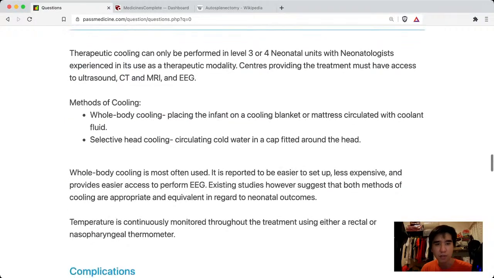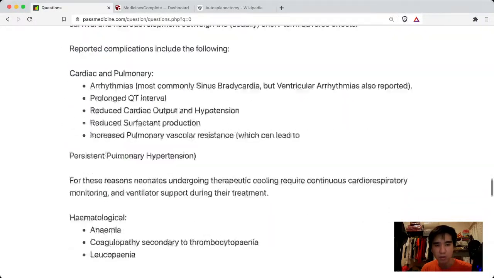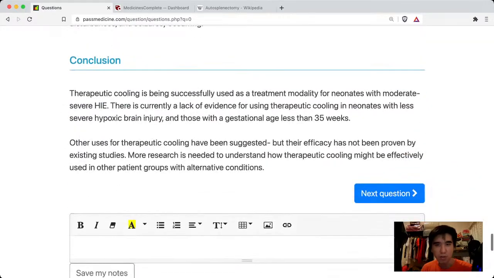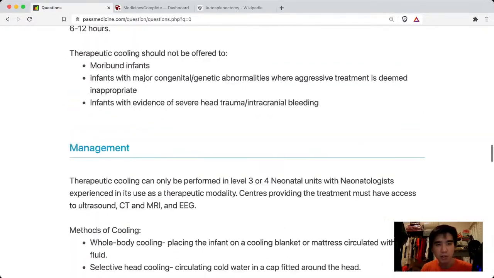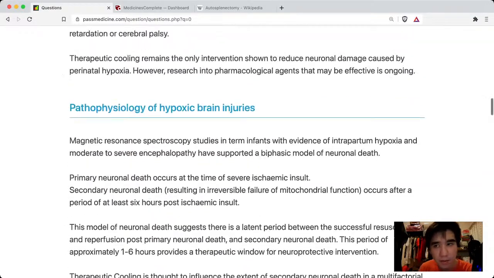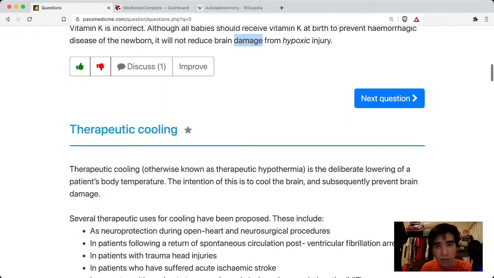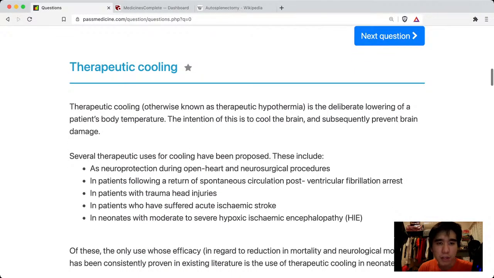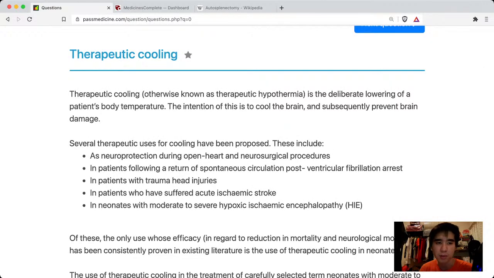Here's some more detailed information on cooling and how it works. I think it's worth going through it quickly. I think so. Something new, if not come across. Therapeutic cooling, otherwise known as therapeutic hypothermia, is the deliberate lowering of a patient's body temperature. The intention of this is to cool the brain and subsequently prevent brain damage.